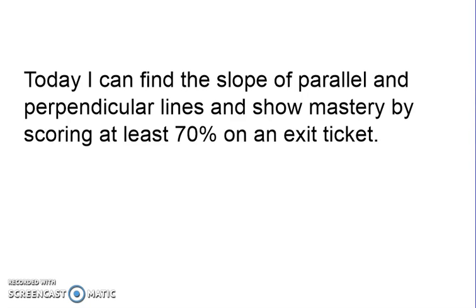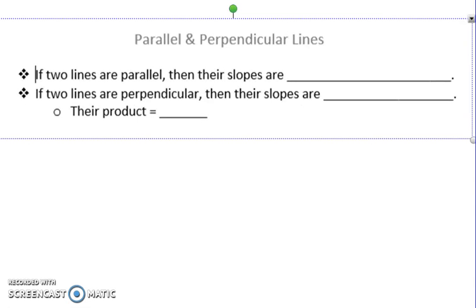Welcome to today's video. Today we're going to be focusing on finding the slope of parallel and perpendicular lines, and we're going to show that mastery in class by scoring at least a 70% on an exit ticket. Hopefully you have the note sheet in front of you. If you don't, take out a separate sheet and we'll get you a fresh copy tomorrow.